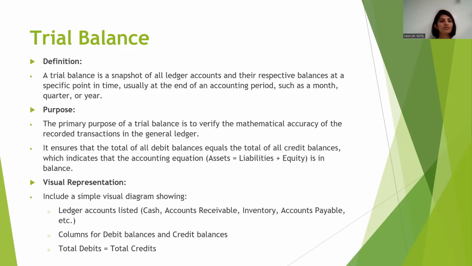The trial balance. A trial balance is a snapshot of all ledger accounts and their respective balances at a specific point in time, usually at the end of the accounting period, such as month, quarter, half yearly, yearly. The primary purpose of the trial balance is to verify the mathematical accuracy of the recorded transactions in the general ledger and ensure that the total of all debit balances is equal to the total of all credit balances, which indicates that the accounting equation, assets equal liabilities plus equity, is in balance. Visual representation includes a simple diagram showing ledger accounts listed: cash, accounts receivable, inventory, accounts payable, etc. Columns for debit balances and credit balances. Total debits is equal to total credits.